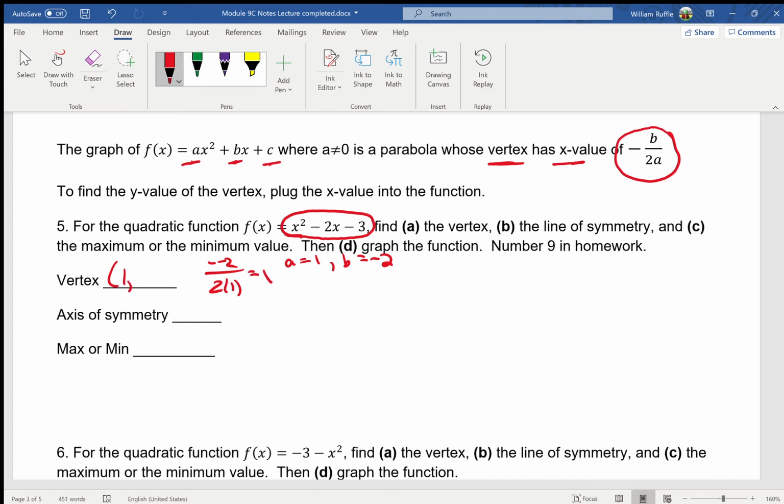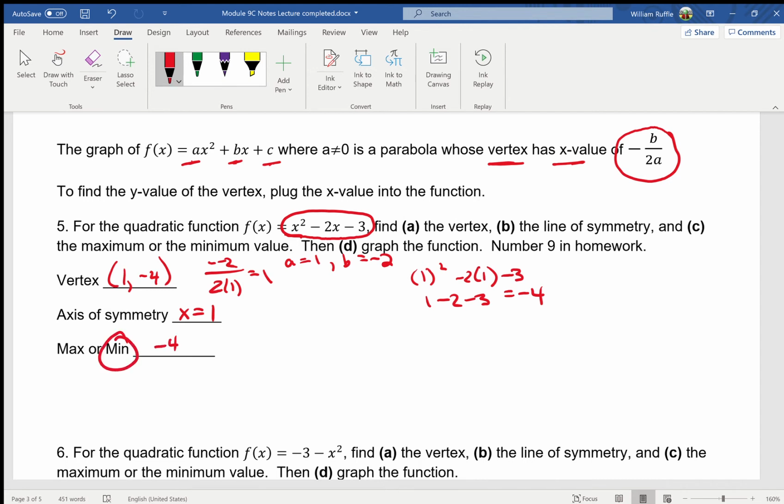So now to find my y value, I have to put it into the function. So that's 1 squared minus 2 times 1 minus 3. 1 minus 2 minus 3 is negative 4. So my vertex is negative 4. The axis of symmetry is just x equals 1. And this is a positive one. So again, this is a minimum. And my y value is negative 4.